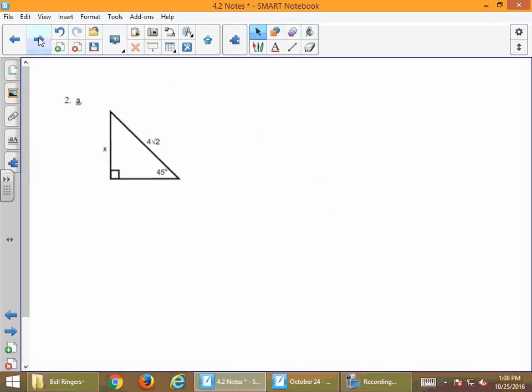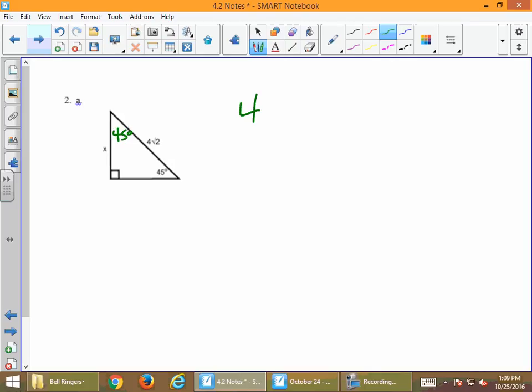This guy, flip it over, still dealing with the 45, 45, 90. You ask yourself, am I given the hypotenuse or the leg? The hypotenuse is the correct answer. I no longer have the leg, I'm looking for the leg. So I'm given the big piece. How do I go from a big piece to a small piece? What operation goes from big to small? Divide. And what do you always divide or multiply by in 45, 45, 90s? Radical 2. Watch what happens here.